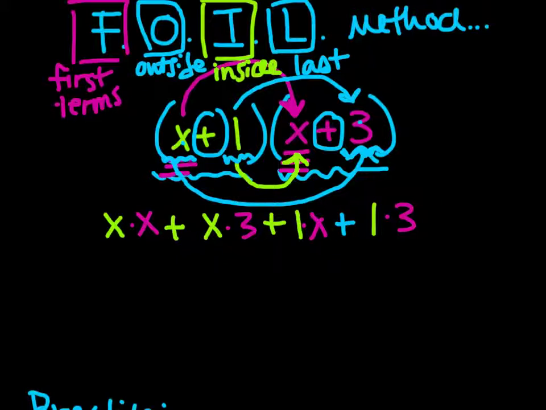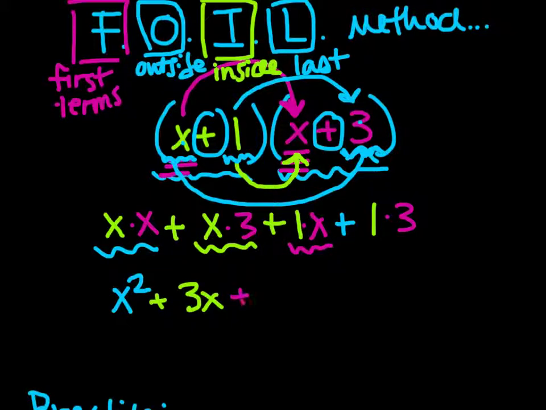So from here we can simplify all of this. We have x times x, which equals x squared. When we have x times itself, we'll get x squared. When we have x times 3, we could rewrite that as 3x. If we have 1 times x, we have plus 1x. And very last, 1 times 3 equals 3.